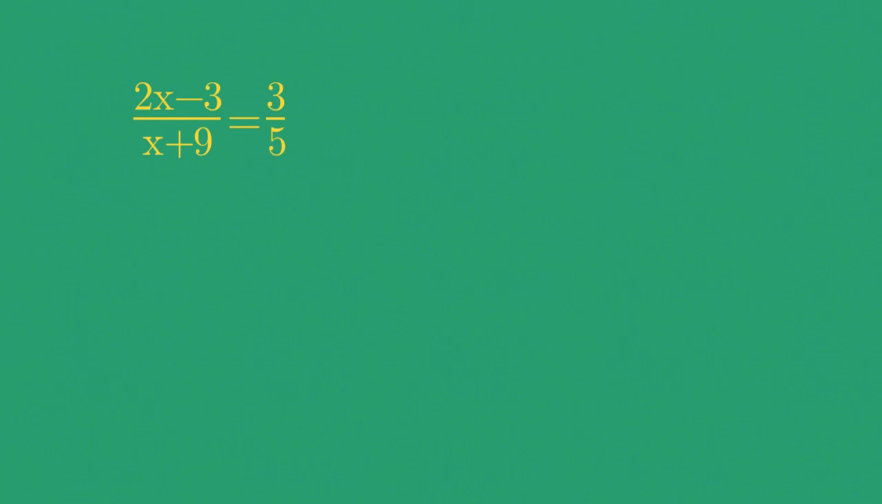And again, it does not matter which way you cross multiply first. How many distributions are we going to have in this one? 2. We're going to have 2 distributions. That first ratio, 2x minus 3 over x plus 9, both parts of that ratio, the top and the bottom, have multiple terms. So you are going to have a couple of distributions here. Okay? And again, does not matter which one you do first.